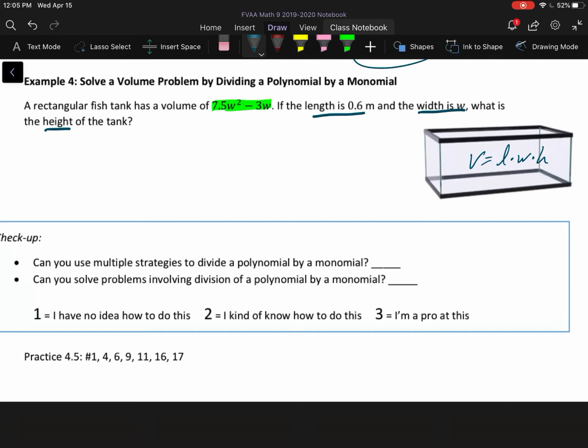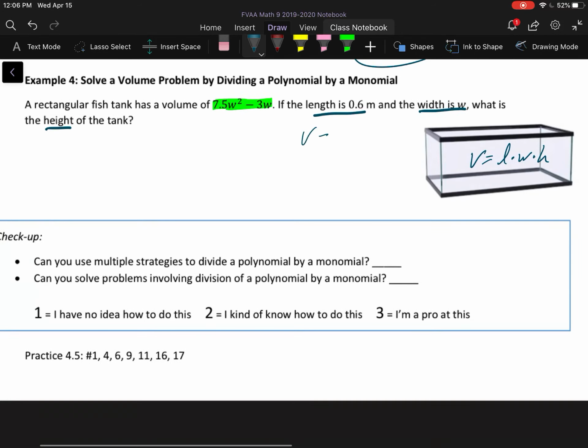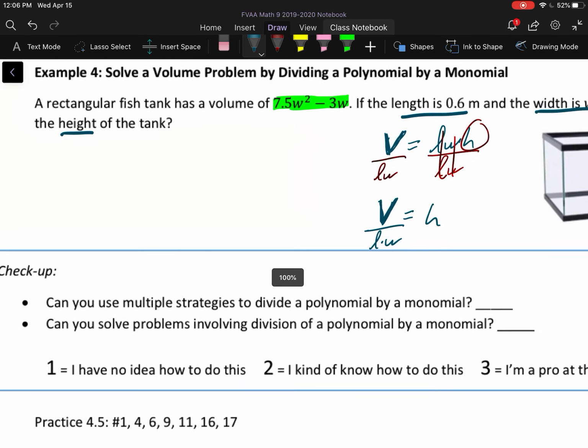All right, hopefully you were able to get through that. So let's take a look here. So in order to solve for height, if volume is equal to length, width, height, and I want to solve for height, I need to divide both sides by length times width, right? So that I get h by itself. So I get volume divided by length times width is equal to height. Okay, so that's what I want to set up for my problem here.